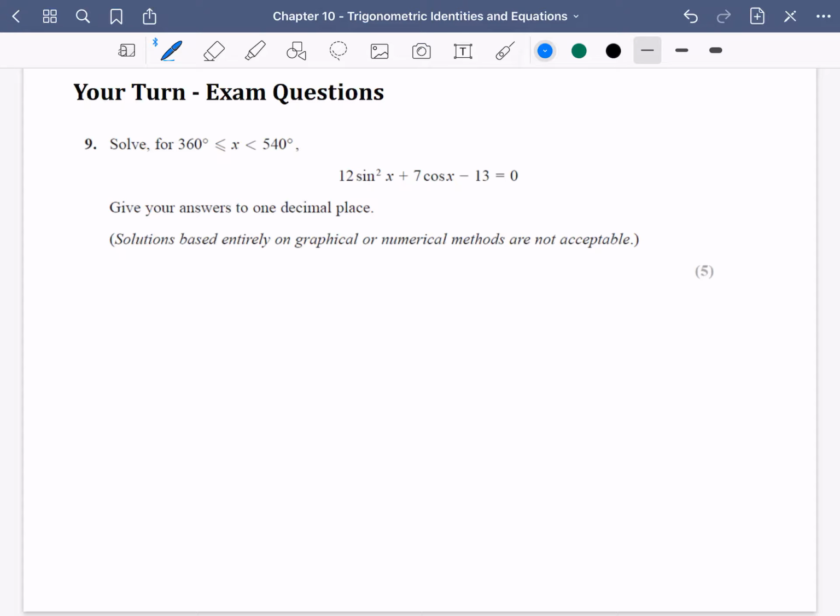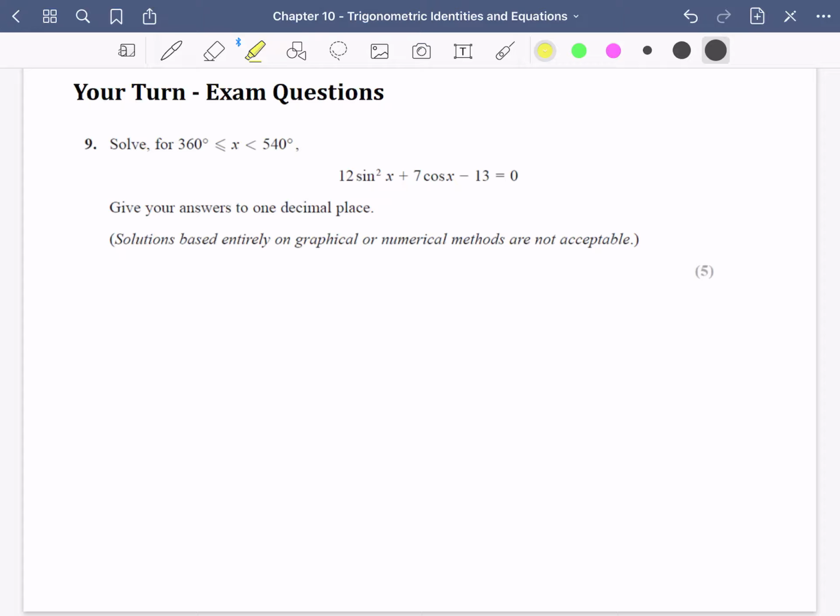Hi everybody. So we're going to finish chapter 10 off by having a look at some exam questions which are all taken from the new specification. So let's get started. What you should do is have a go at doing these yourself and pause the video, and then you can come back and see if you got the same answers that I did.